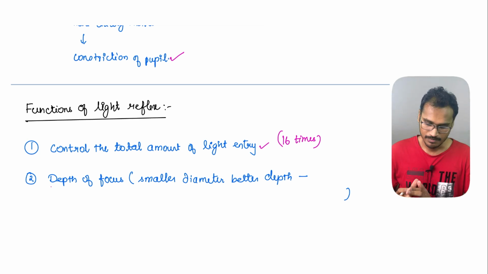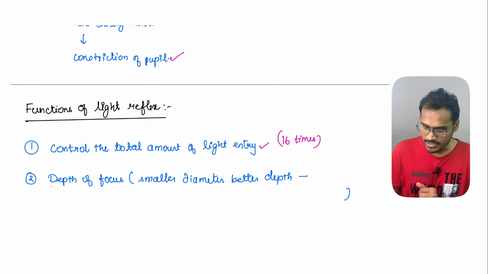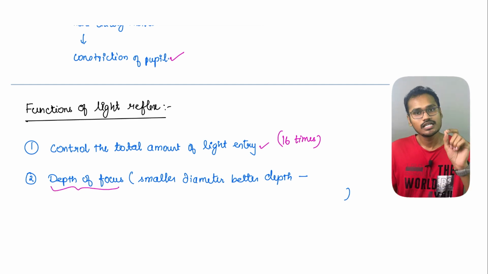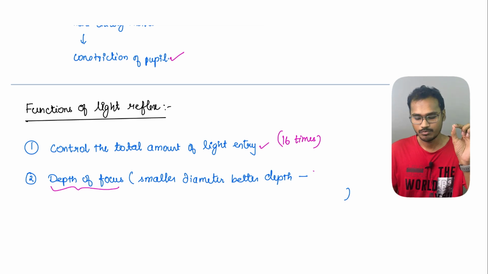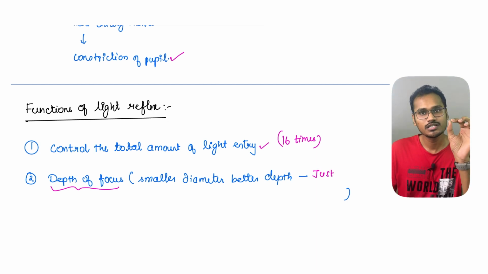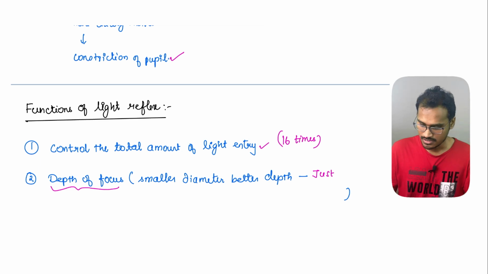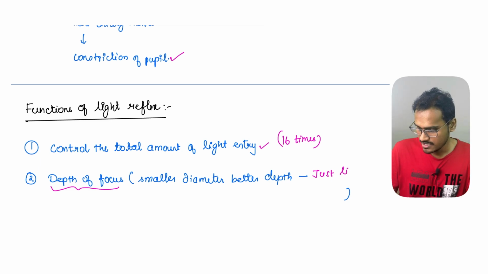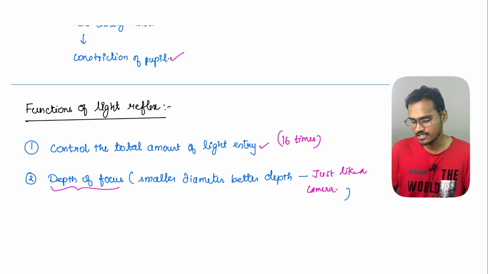And next, it will help to increase the depth of focus. Just like a shutter in the camera, whenever there is a smaller diameter of the pupil, better depth perception will be achieved. In a camera also, if you try to lower the size of the shutter, what is going to happen? There is going to be a better depth perception. Just like a camera, it is going to function. So these are the important things about the light reflex.